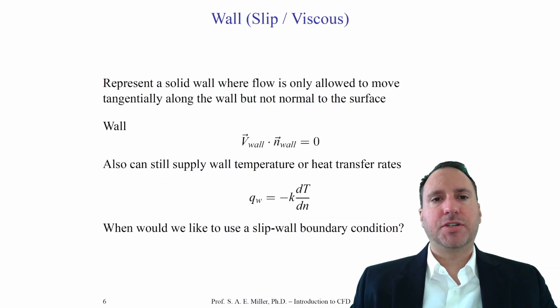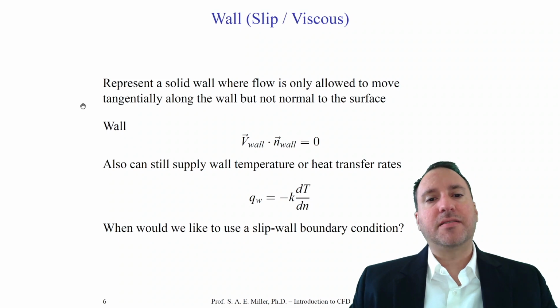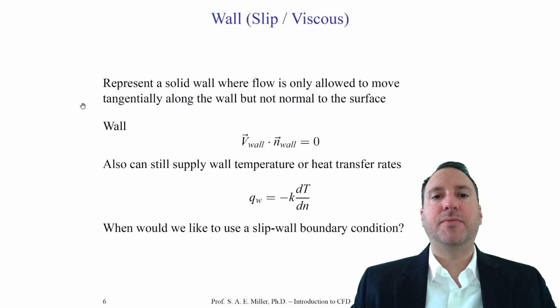The next boundary condition we'll look at is the so-called slip wall or inviscid wall. Excuse me, this title should be inviscid, not viscous. Viscous would mean no slip. Now these types of walls are where we only limit the flux through the wall to be 0, or the velocity through the wall to be 0, and we allow the velocity to be non-zero tangential to the wall.